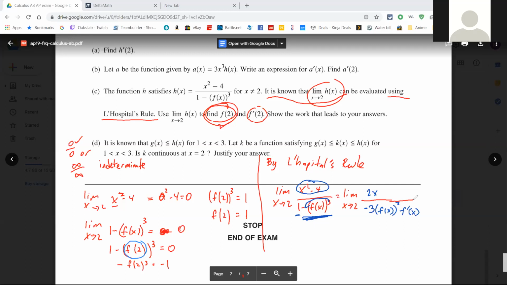All right. Do you have questions? So remember L'Hopital's rule. If you get 0 over 0 when you plug it in, or infinity over infinity, you can just go ahead and take the derivative of top and bottom separately. And then find the limit again. All right. Do you have questions?